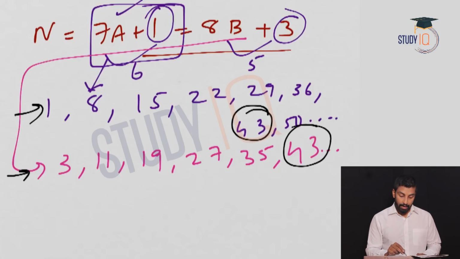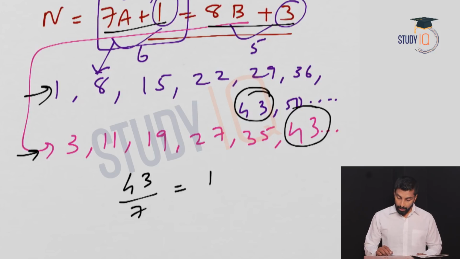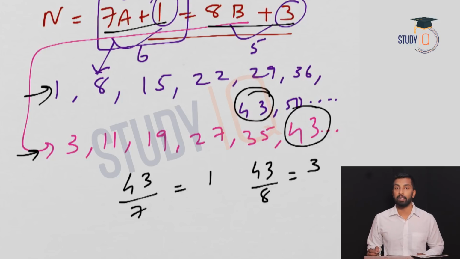What are the conditions? Divide by 7, get a remainder 1. Divide by 8, get a remainder 3. So both conditions have to be satisfied. First number is 43. Why? When you divide 43 by 7, what is the remainder? 1. When you divide 43 by 8, what is the remainder? 3. Because 40 is a multiple of 8.